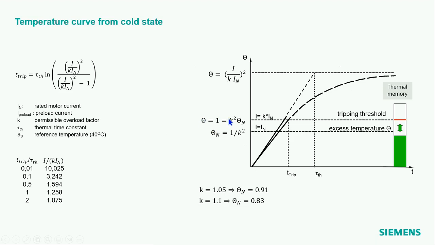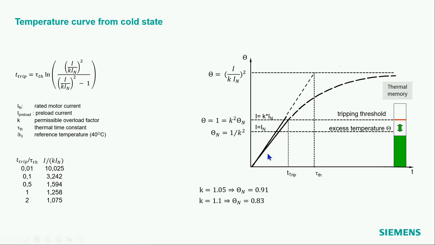If I put in just the nominal current, then I have here remaining 1 over k squared. And this is the temperature under nominal conditions. This is what I wrote here. And if we think about standard k factors, we find that, for example, for a k factor of 1.1, the temperature in this model for the nominal current is just 83%. And if the k is 1.05, it goes up to 91%, because it goes with the square of the k. So this is one finding.